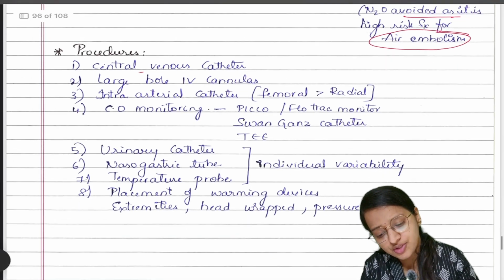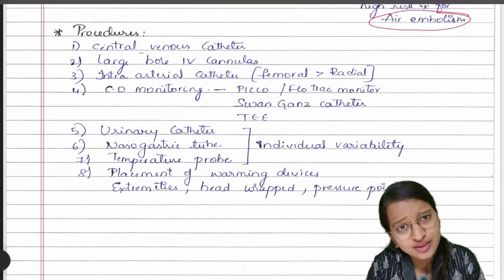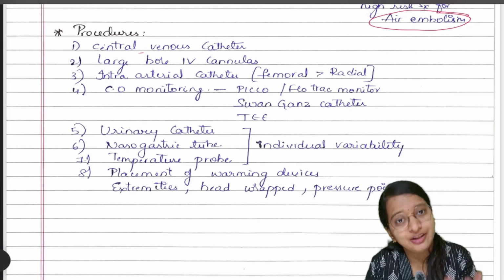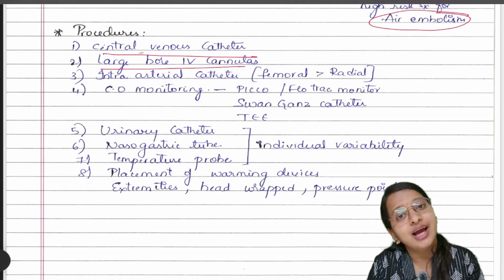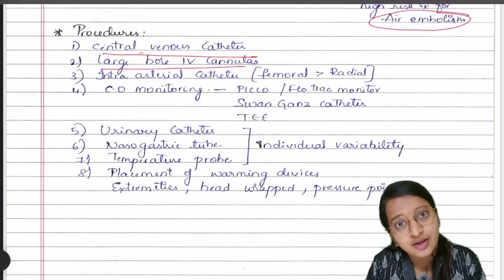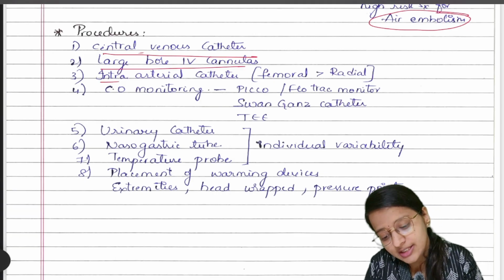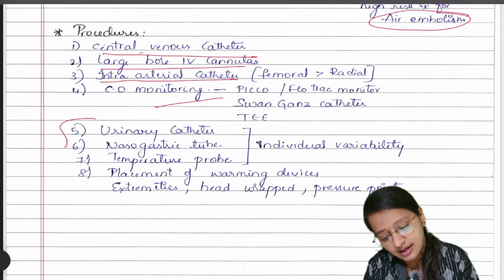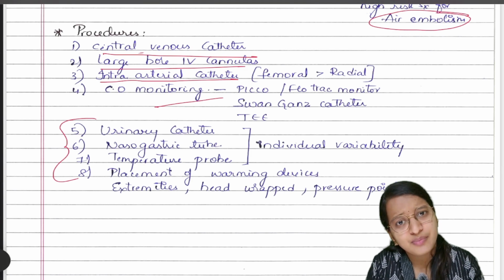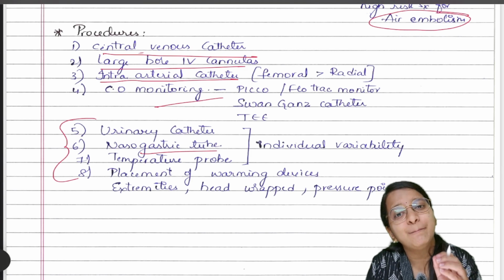Done. So the procedure is the same, depending on the equipment or the things we do. So we have to infuse. So we need a central venous catheter and large bore IV cannulas. We have to have thorough monitoring of the BP. So I need an intra-arterial catheter and cardiac output monitoring. The rest: urinary catheter, temperature probe, nasogastric tube decompression and warming devices, and adequate padding has to be done.